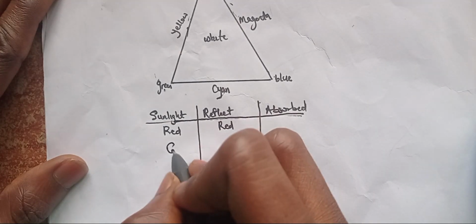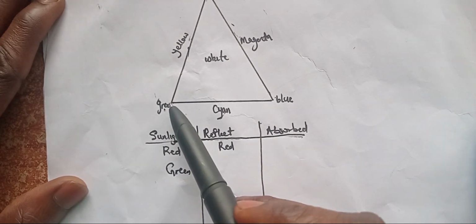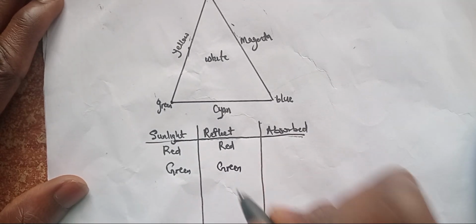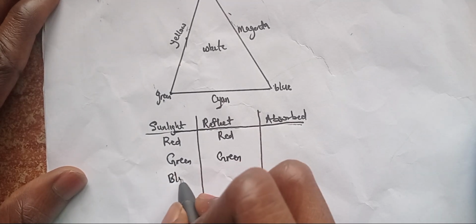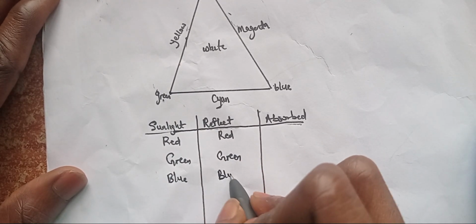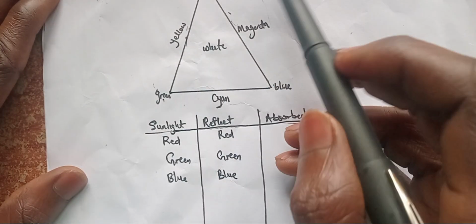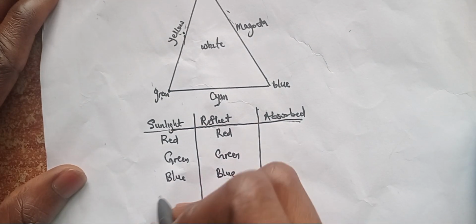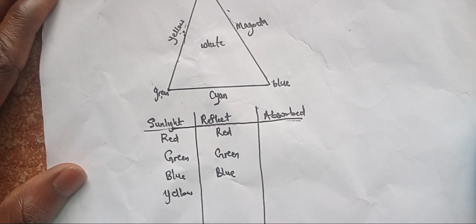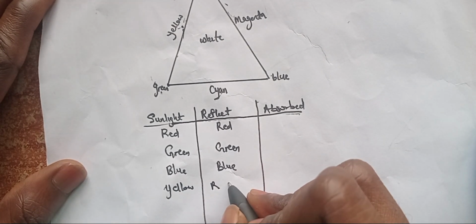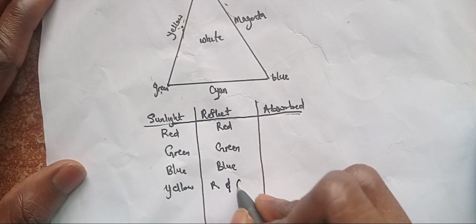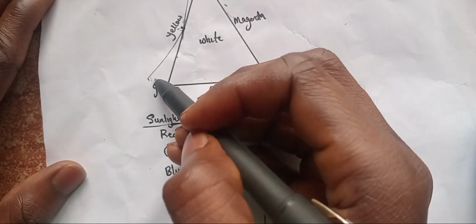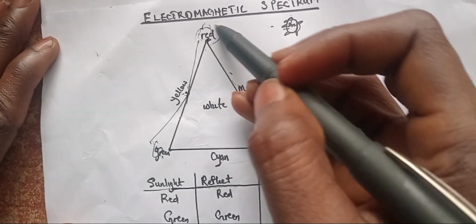The same thing will happen to green. If light strikes this point, it will only reflect green as well. The same thing happens to blue; it will only reflect blue color. But what if the sunlight now strikes this point where we have yellow color here? You are going to produce red and green, because it will reflect to this side, and also to this side, so it will give back red and green.